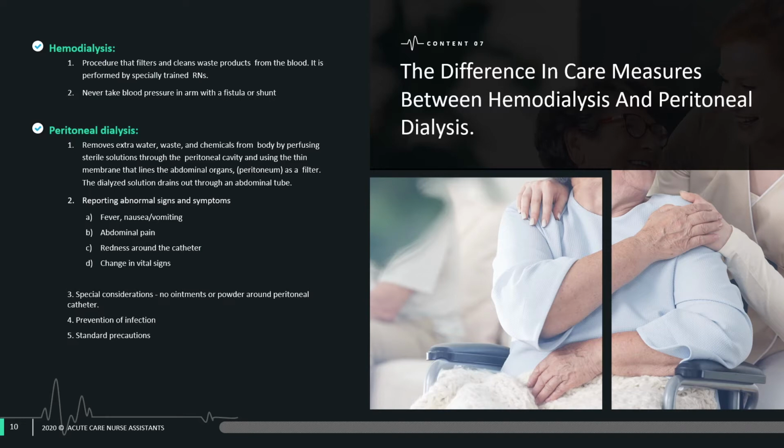Hemodialysis, a procedure that filters and cleans waste products from the blood. It is performed by specially trained RNs. Never take blood pressure in the arm with a fistula or a shunt.